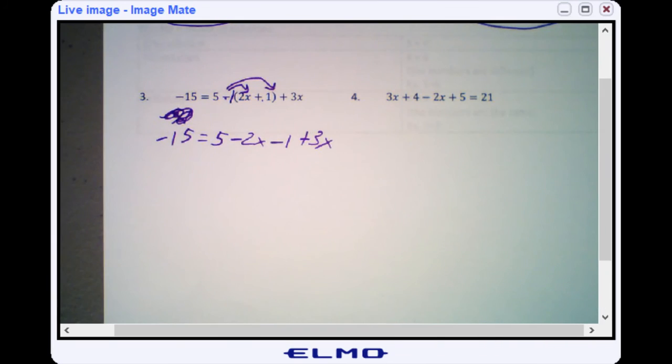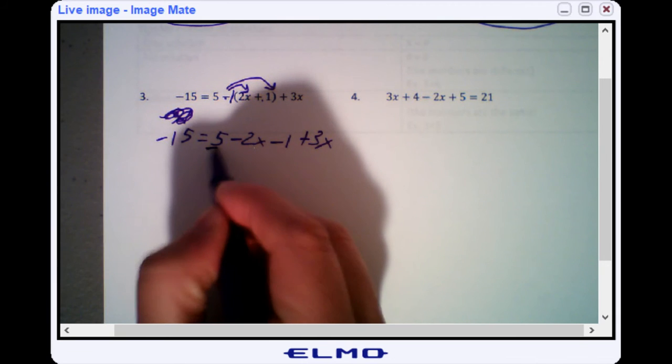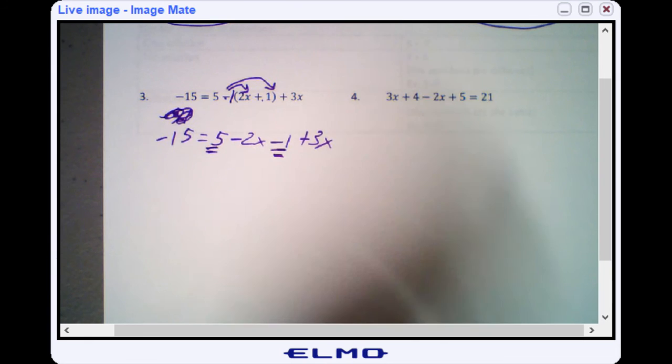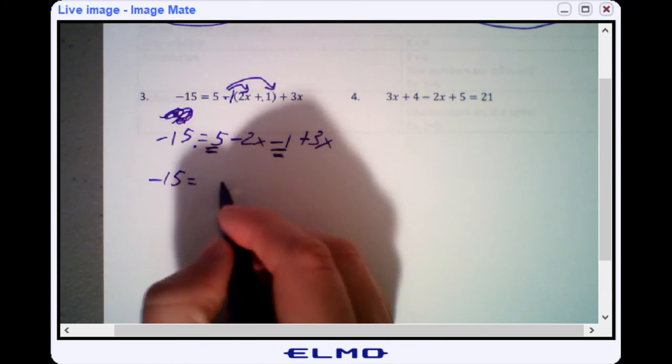After I do that, I'm going to look for my like terms. On this left side, I don't have any like terms. It's just a negative 15. On the right side, though, the 5 and the negative 1 don't have any x's, so they're like terms. I can combine them together. 5 minus 1 is 4.